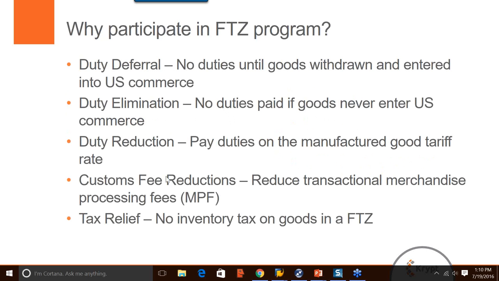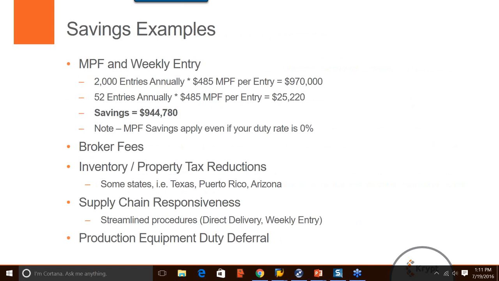Another very, very important benefit is customs fee reductions. The merchandise processing fee can be paid on a weekly basis. In other words, consolidating multiple entries and then only paying a merchandise processing fee on a weekly basis rather than on a by-transaction basis. And then some FTZs have local provisions about inventory tax. Some specific states have that to basically encourage this type of activity, manufacturing and trade within certain geographical areas.